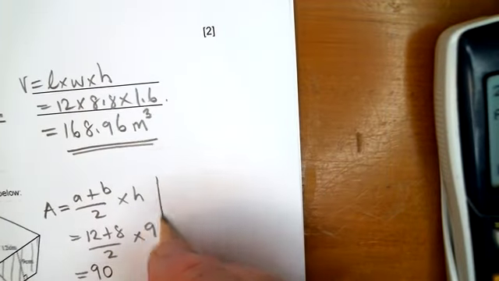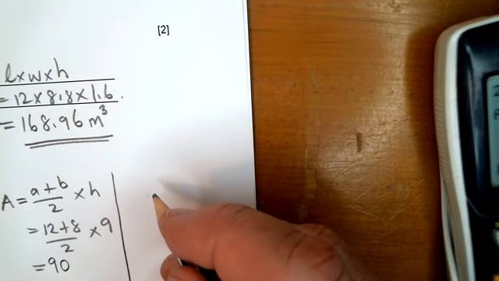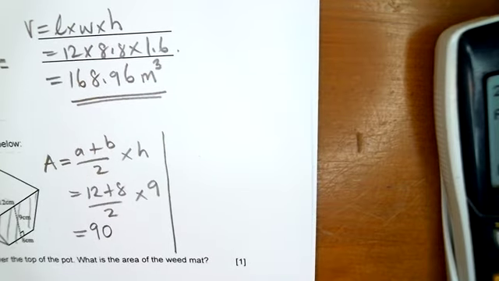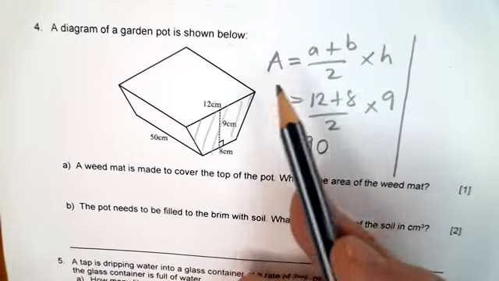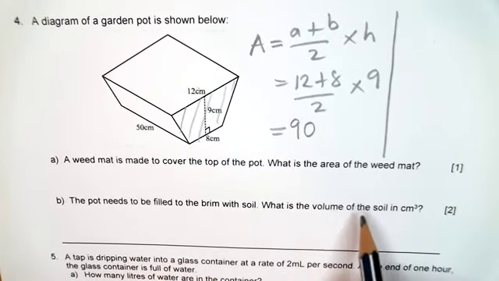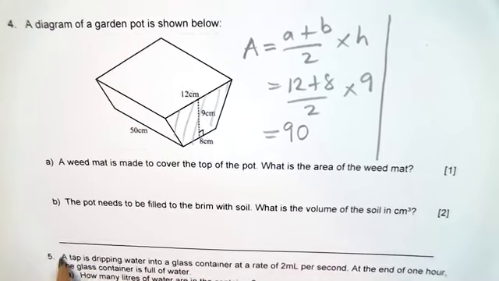So this is 90 here. Now, the volume, though. Oh, well, hang on, wait. What am I doing? I'm doing the second bit first. I just saw this and thought, let's find the volume. The pot needs to be filled to the brim with soil. What's the volume? We're calculating the volume now. So I'm doing the second one first.